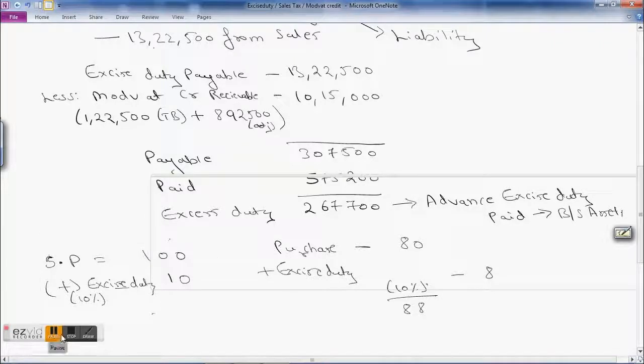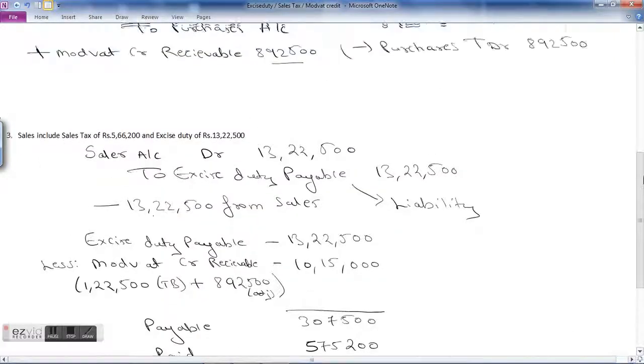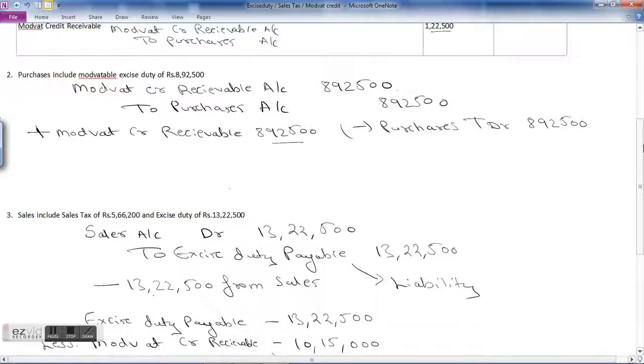Now let's summarize the effect of excise duty. So the net impact of excise duty transactions will be, one is reduce from purchases MODVAT credit amount of rupees 8,92,000. This is the one effect.